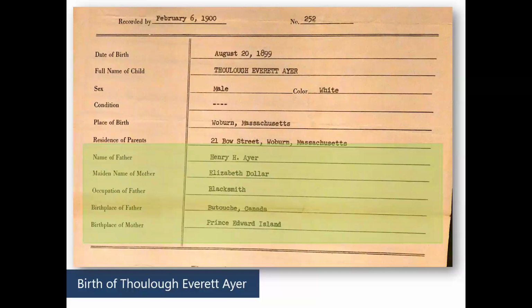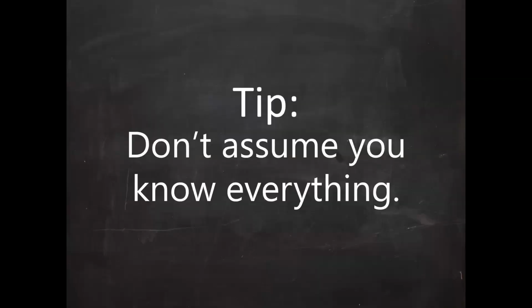we've got his birth, his information, and then, of course, because it's a birth record, we have information about his parents, Henry H. Eyre and Elizabeth Dollar, giving occupation and places of birth. It is because I was struggling with dear old Elizabeth Dollar here that I even began to dig deeper into my grandfather and his siblings. Another tip, do not assume you know everything that you're going to find.